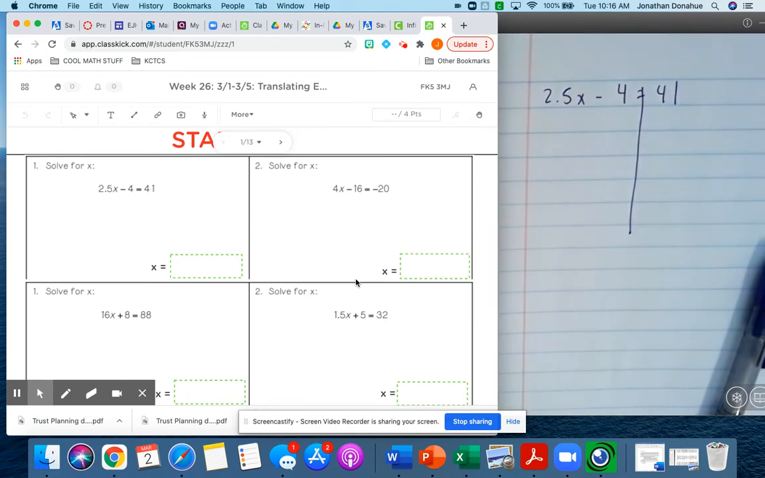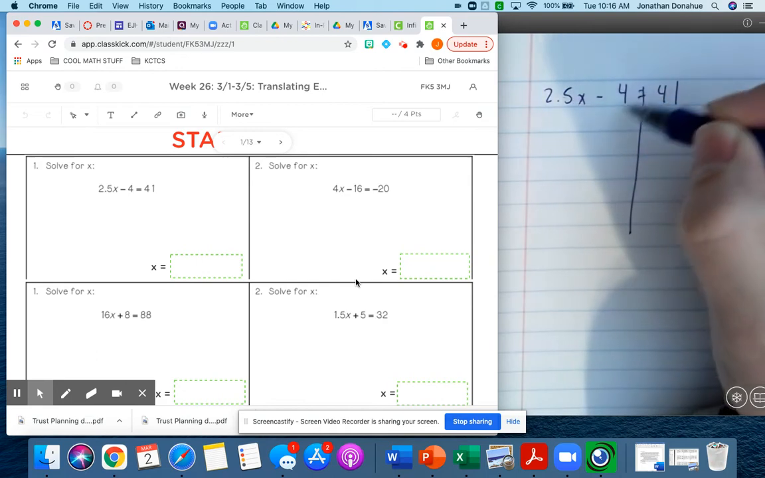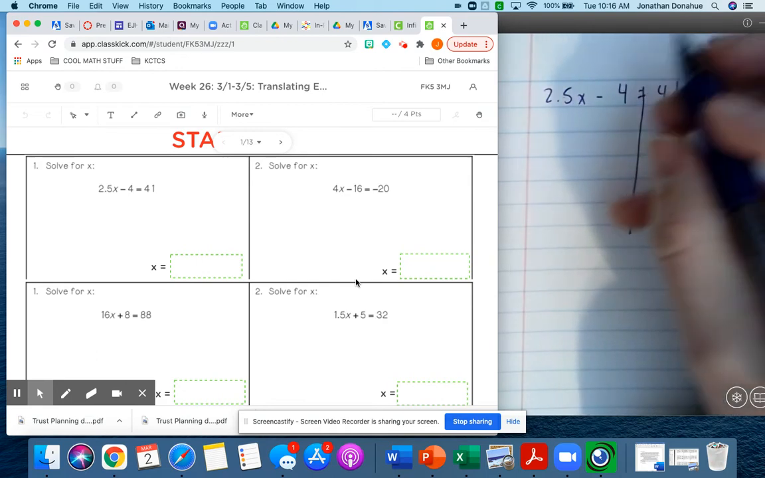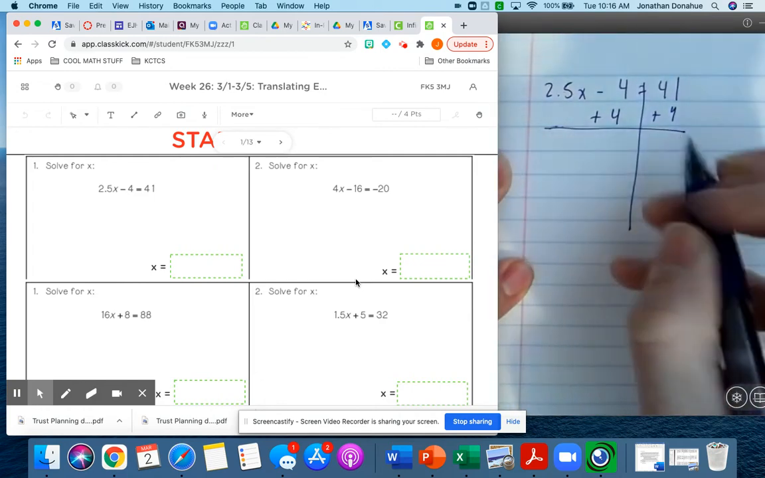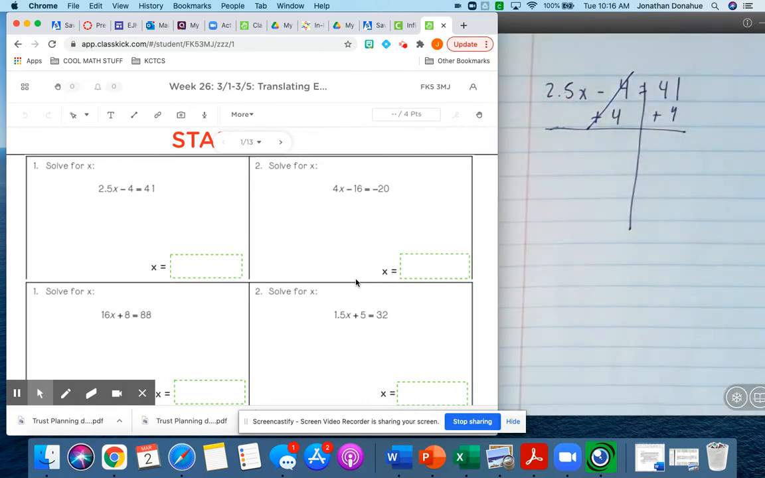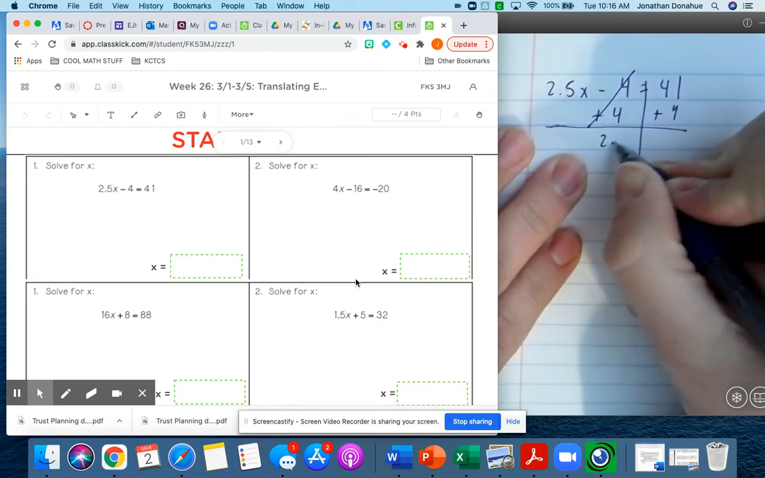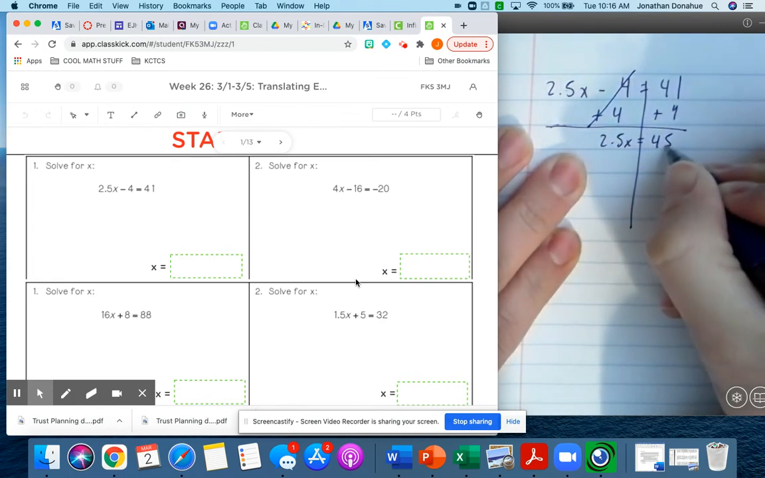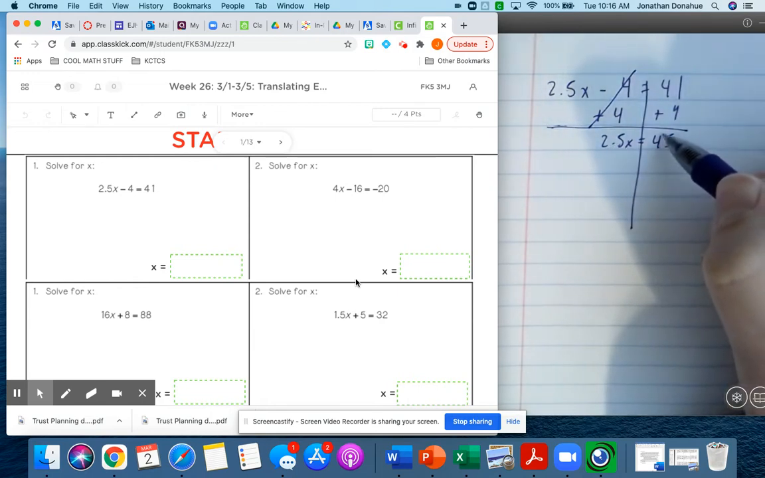The first thing that we always do, we want to make sure that we start with the constant. That's a number that hangs out by itself on the variable side. In this situation, the 4 is on the variable side and it's not attached to the letter. So that's the constant. I need to get rid of that. To do that, we need to do the inverse operation of plus 4: minus 4. Okay, that cancels here, and I like to mark them out just so I don't accidentally bring them down, leaving us with 2.5x equals 45.